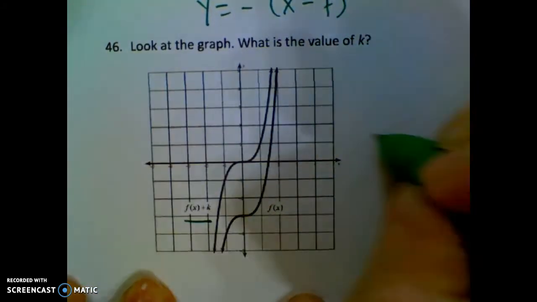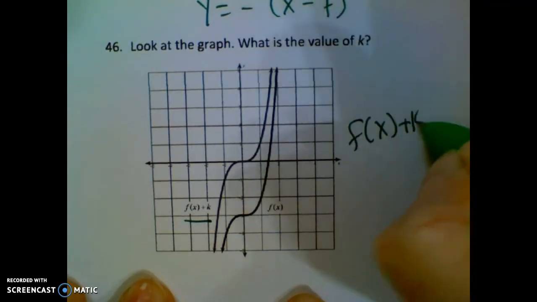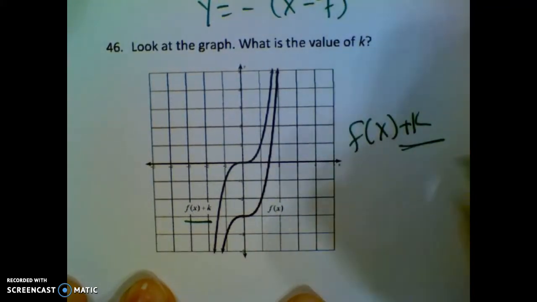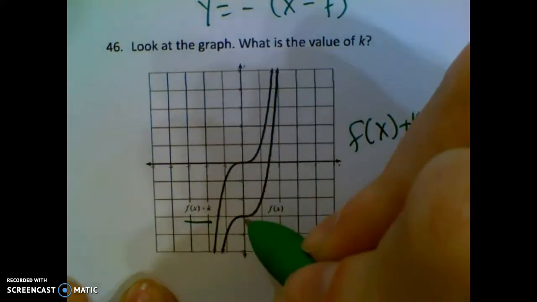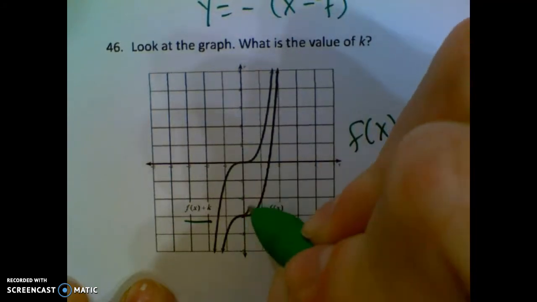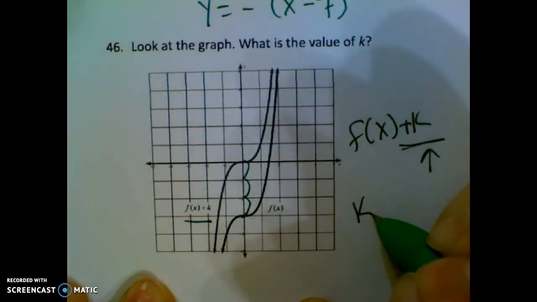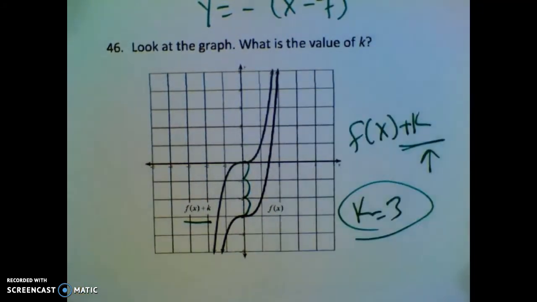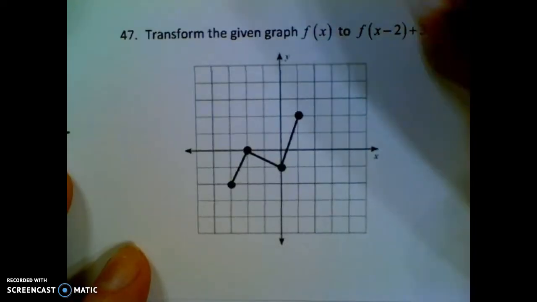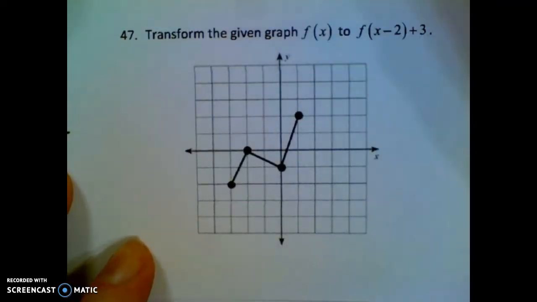If you look right here, it says f of x plus k. So it's telling me that it wants to know how much this graph moved up. So here's my original graph. Here's my new graph. I went up 1, 2, 3. So k equals 3.